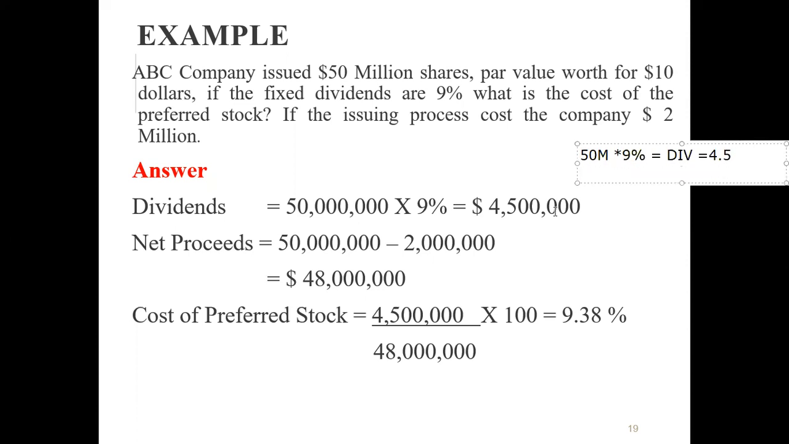So this is the dividend. What's left for me is the net proceeds, which is the net after paying the flotation cost. So you have here 50 minus the 2 million, and this will be 48.